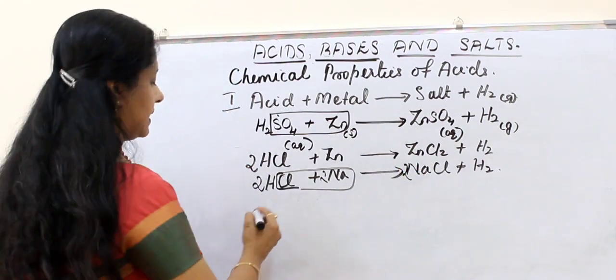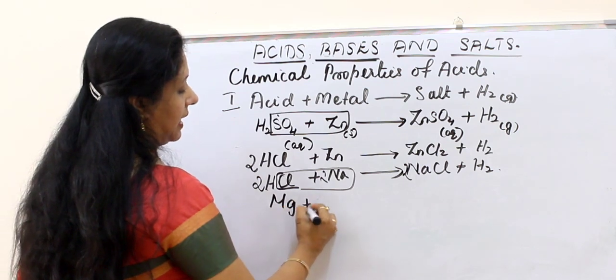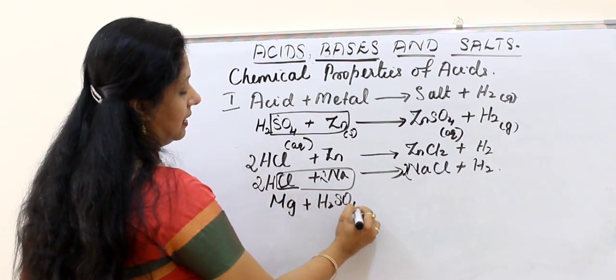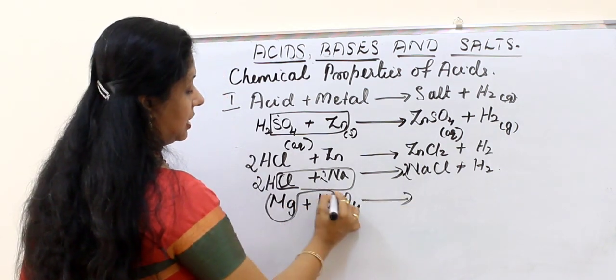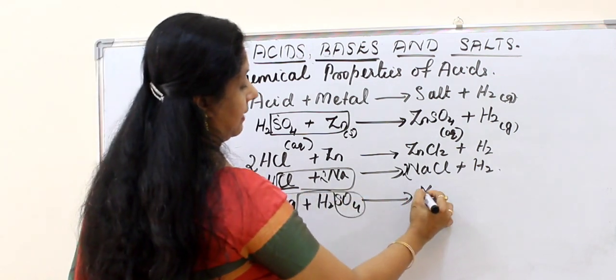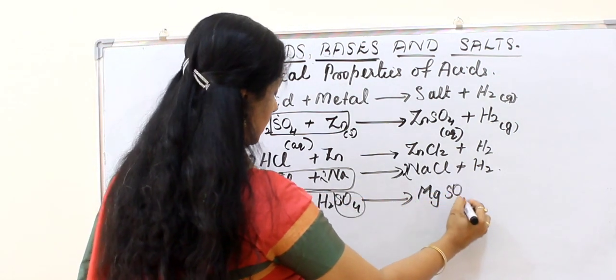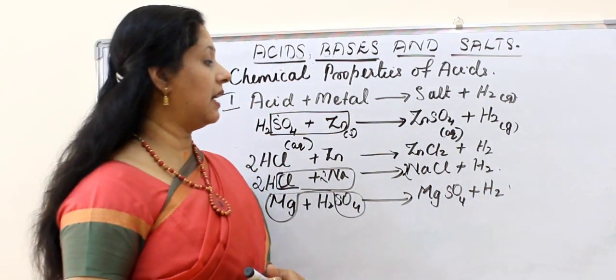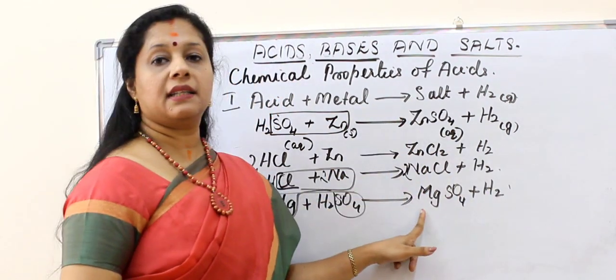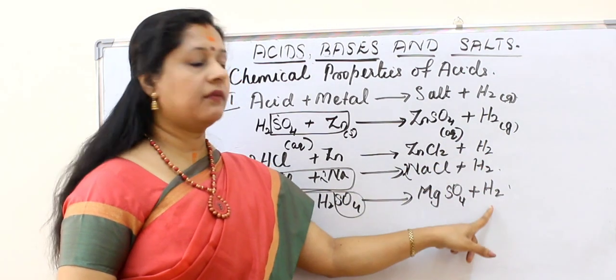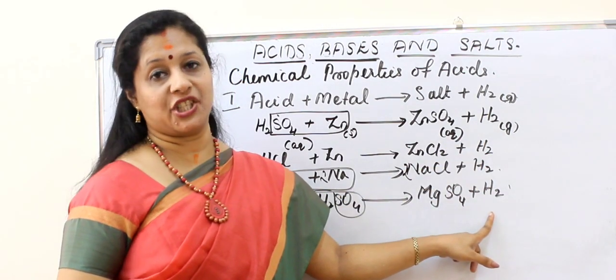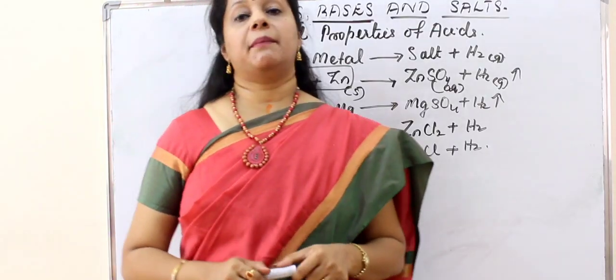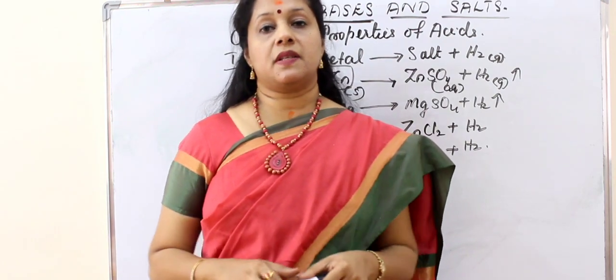One more example we will see. Magnesium reacts with sulfuric acid. So what will you get? Magnesium sulfate, MgSO4, plus hydrogen gas evolved. So here, everywhere what we are getting is a salt solution, and the gas we are getting is hydrogen gas.